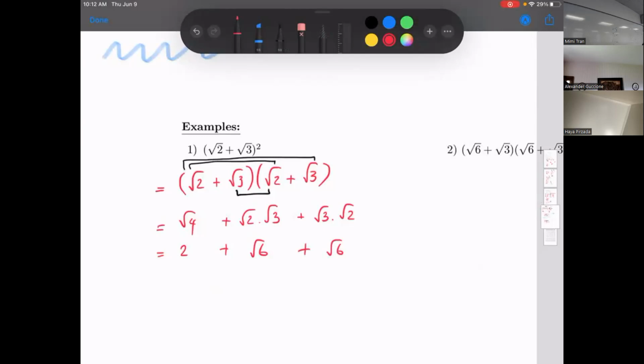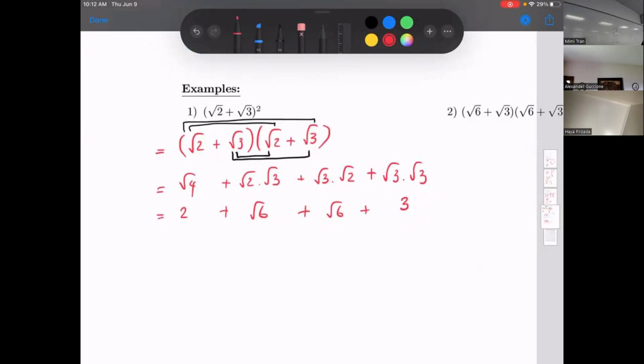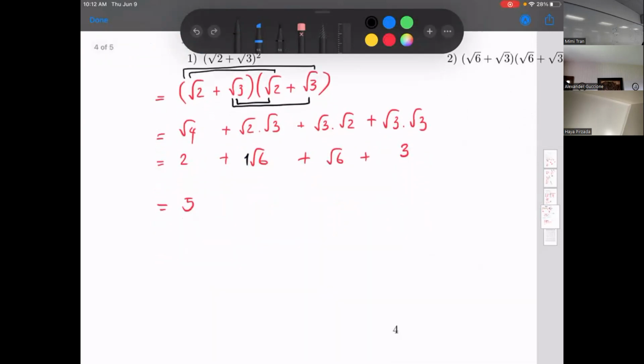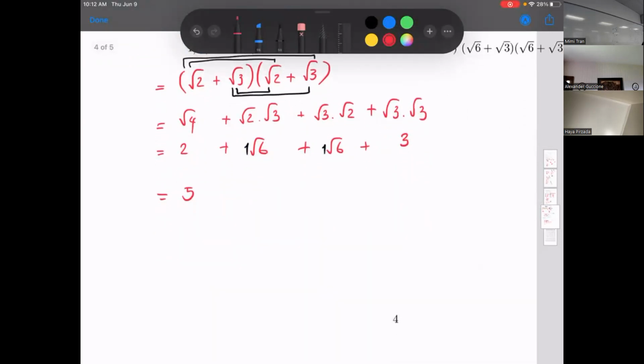And root 3 times root 3? Which is 3, right? Okay, combine like terms: 2 plus 3 is 5. What's root 6 plus root 6? That's your hint. 2 root 6, right? If you don't see any number in front of the root, that implies 1. So 2 root 6.